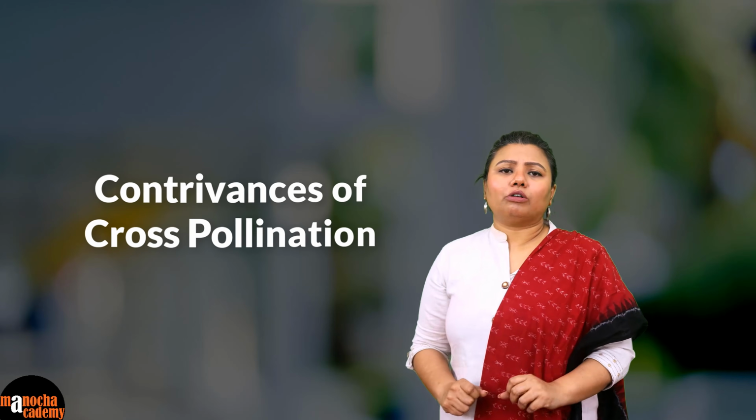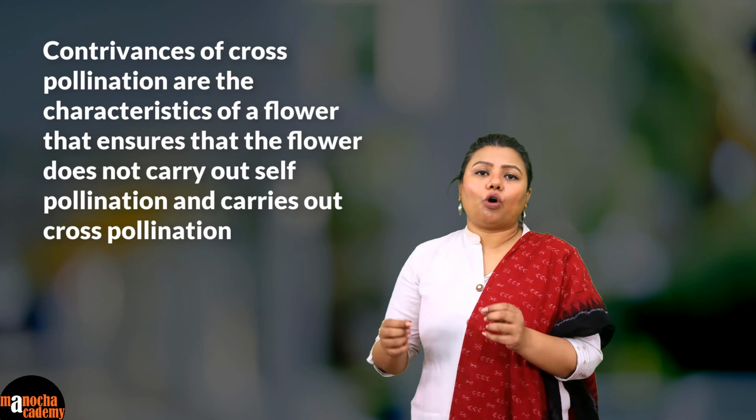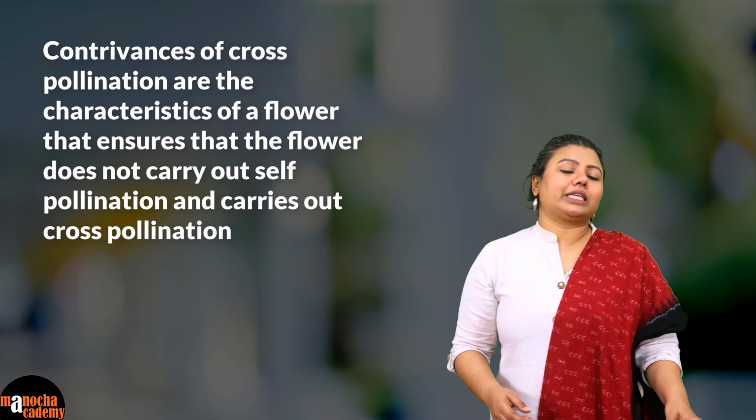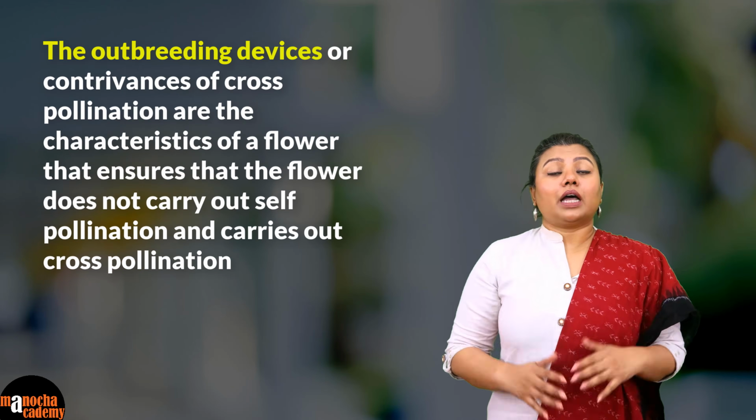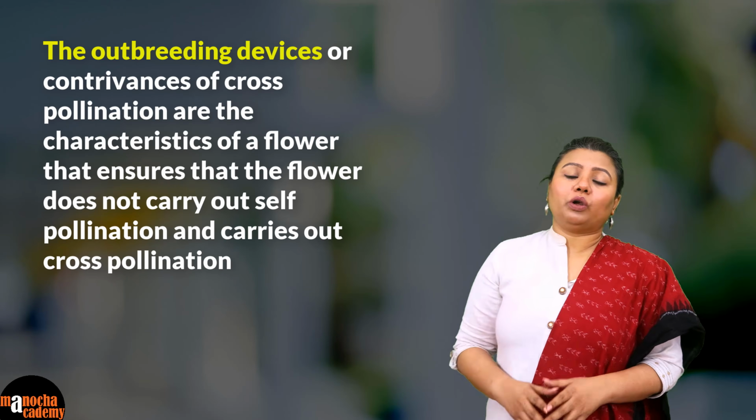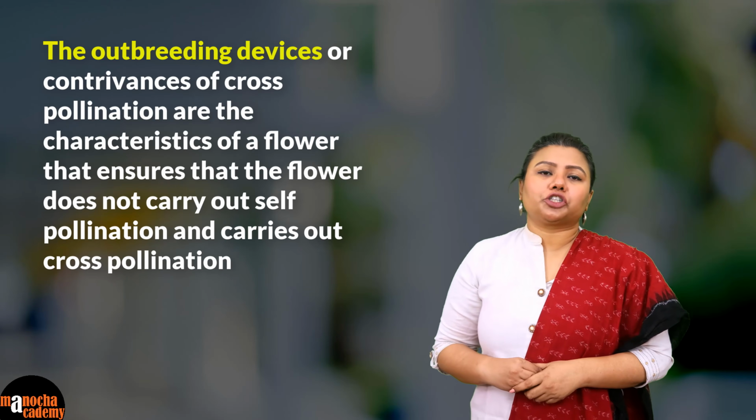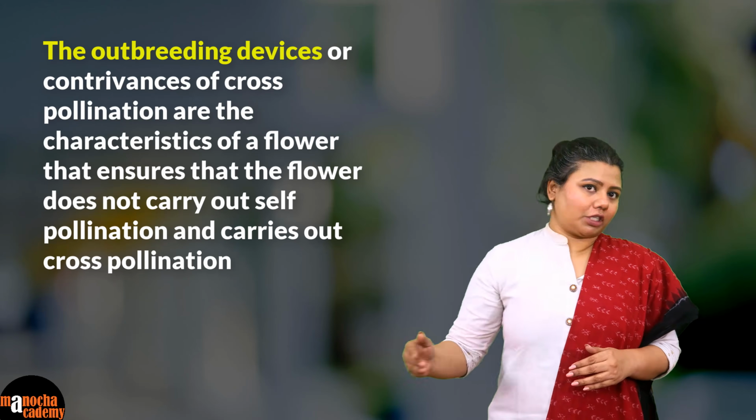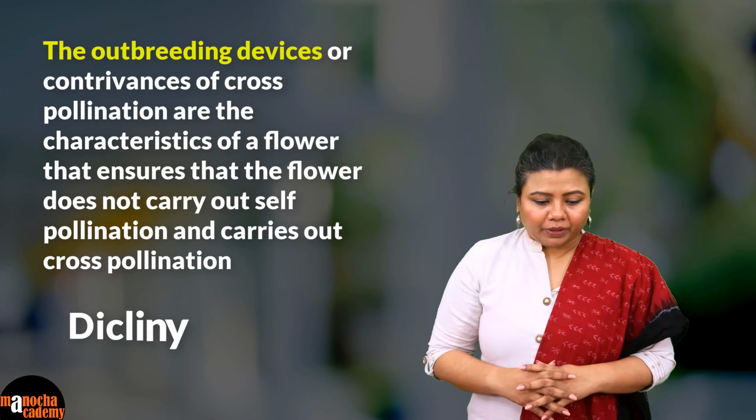Now let us talk about some of the contrivances of cross-pollination, meaning what are the characteristics of a flower that ensure that the flower does not carry out self-pollination and carries out cross-pollination. The outbreeding devices, or what we call contrivances of cross-pollination, are those characteristic features of a flower that ensure that the flower is not self-pollinated but cross-pollinated. The first such characteristic is called dicliny.